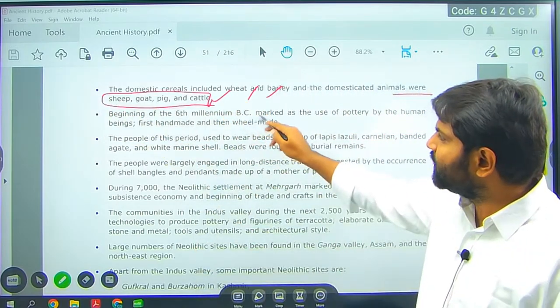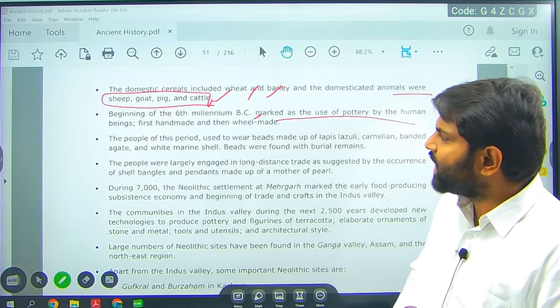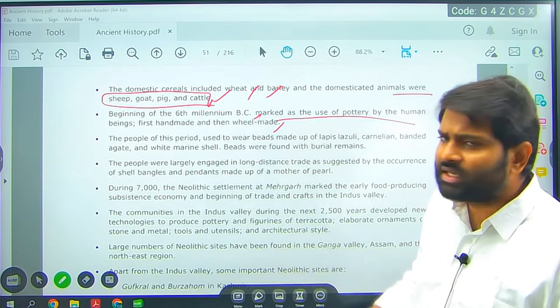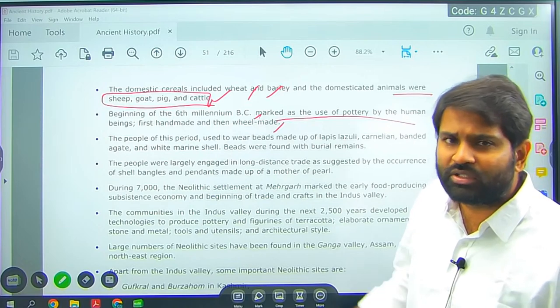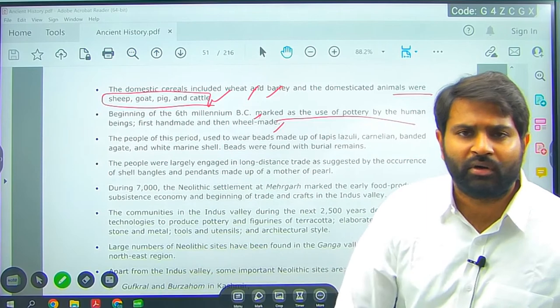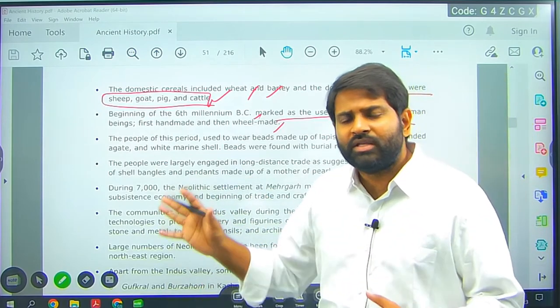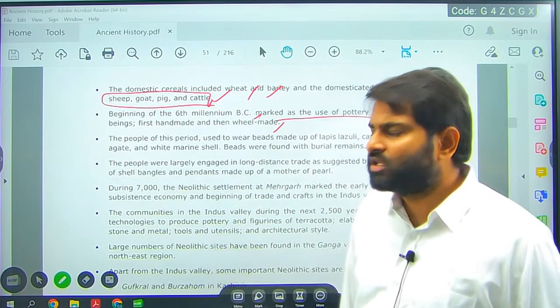Beginning in the 6th millennium BC marked the use of pottery by human beings, first handmade and then wheel made, as I said. So from the 6th millennium BC we can clearly see that these people started using this technology. Pottery, from here the evolution of pottery is also important. The moment people leave hunting and gathering and get into agriculture, what is important is storage of grains. Because of which every other technology will come in further.